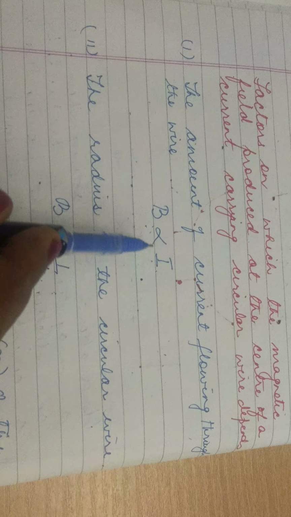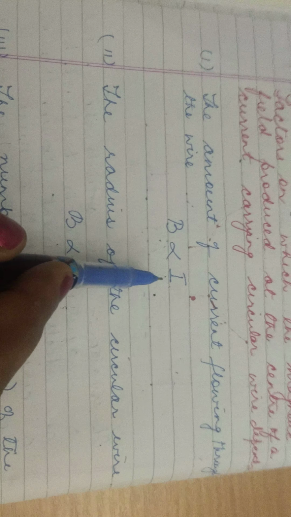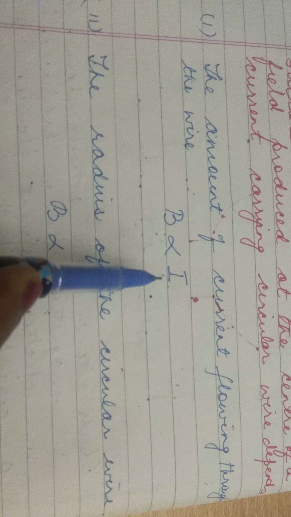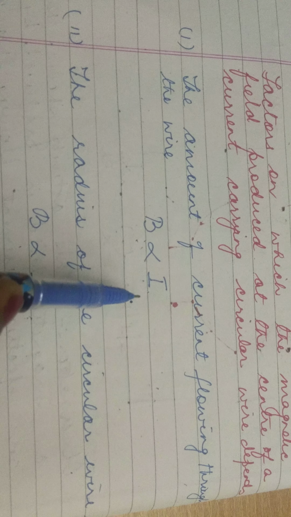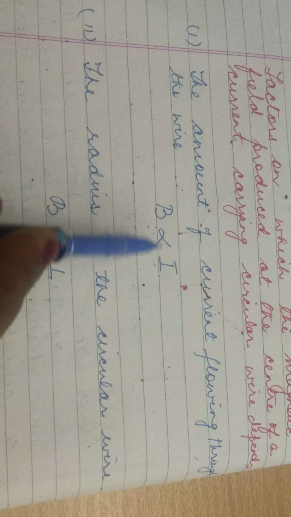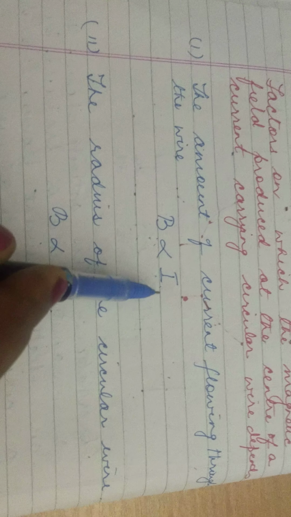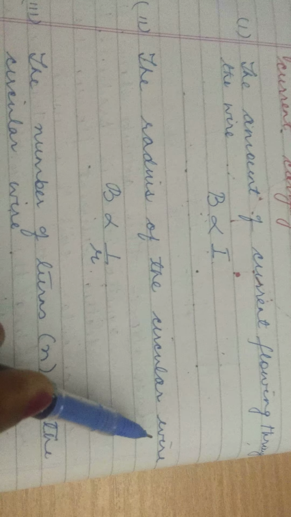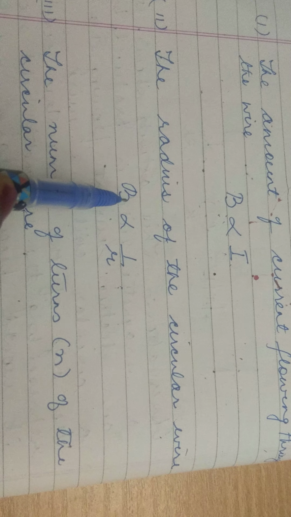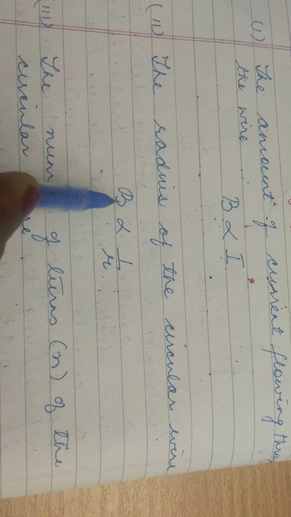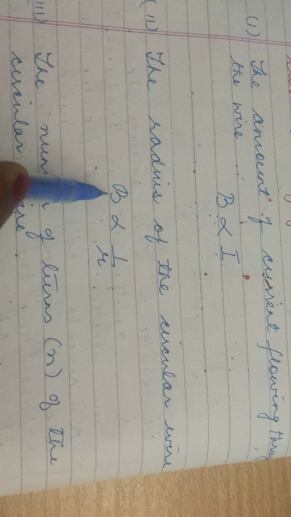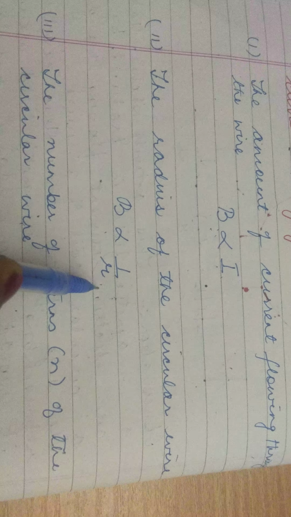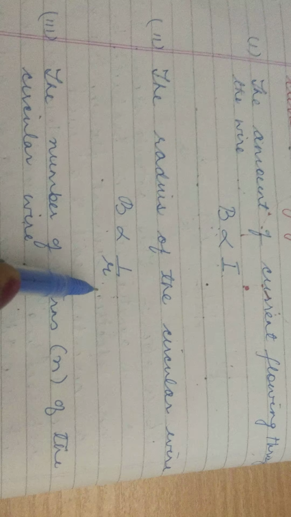This means that if the amount of current flowing through the circular wire is increased, then the deflection of the needle of the magnetic compass placed inside the wire also increases. So B is directly proportional to I. Second, the radius of the circular wire. We find here that the strength of the magnetic field, where B represents the magnetic field, is inversely proportional to the radius of the circular wire.